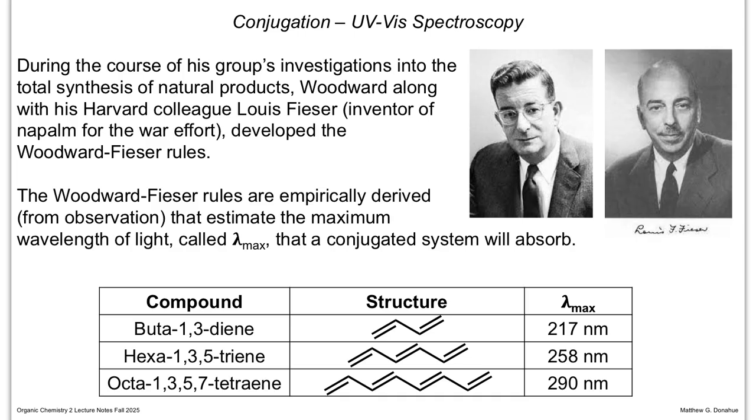So we're not going to get too much into the theory or math of this, but we want to do some empirical observations like Woodward. So this is R.B. Woodward, and then this is Fieser. So the Woodward-Fieser rules, it's an empirical experiment. There are all these research papers published on molecules and their associated UV data. And what they basically started noticing were these patterns.